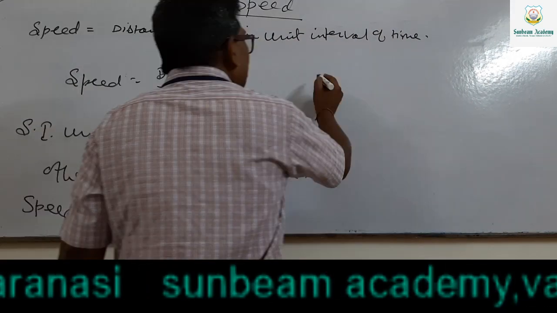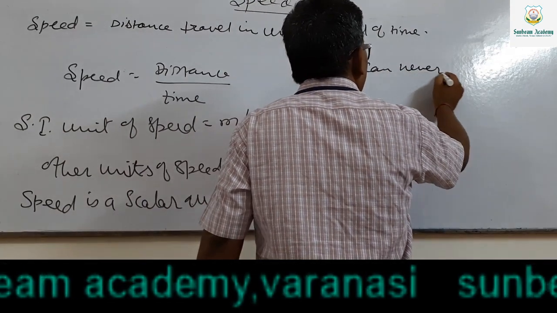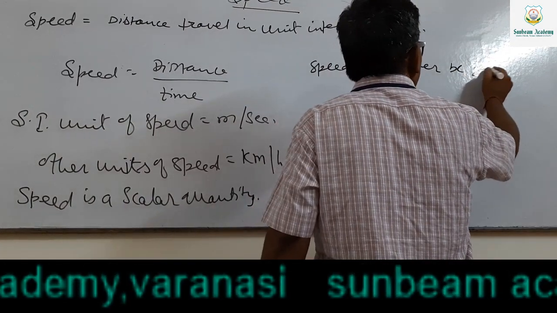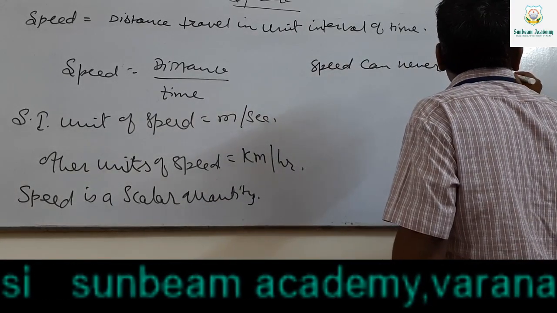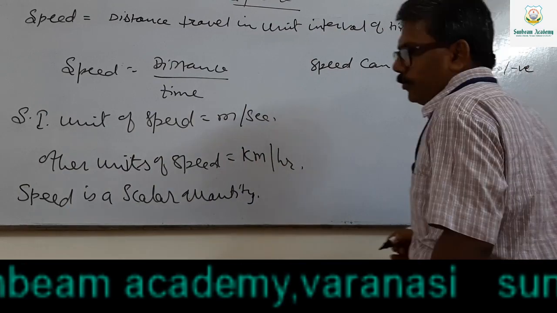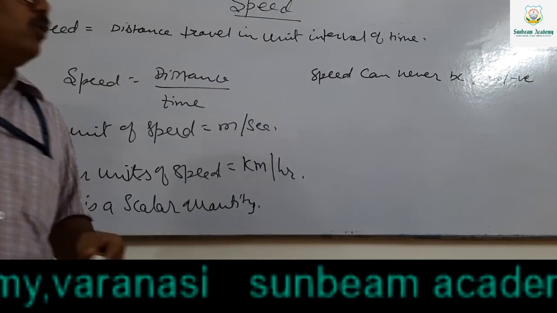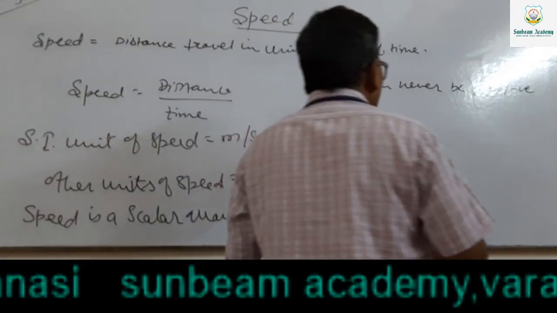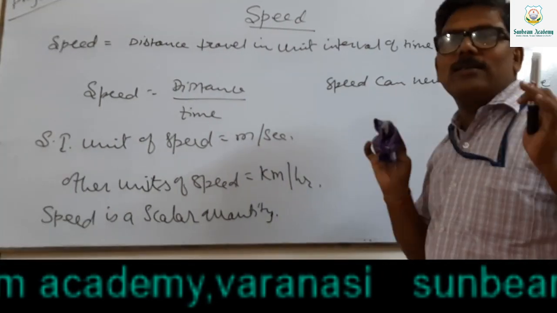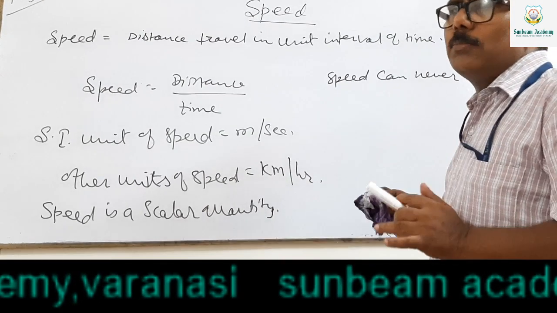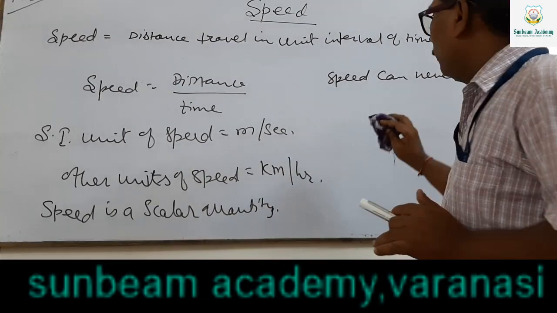Speed can never be zero, and you can also say it cannot be negative, because if a body travels a certain distance and it takes a certain time, then there must be some speed. It will not be zero, it will not be negative.